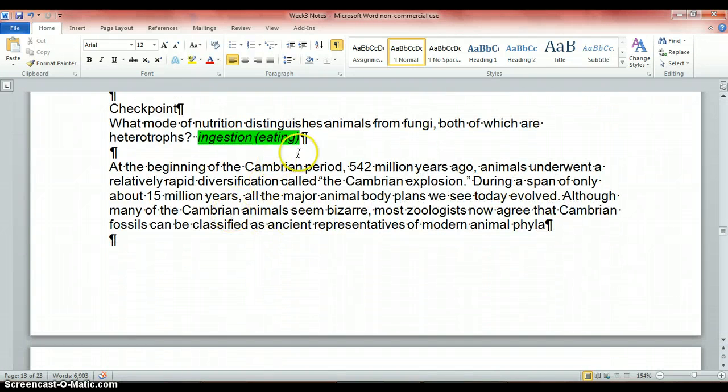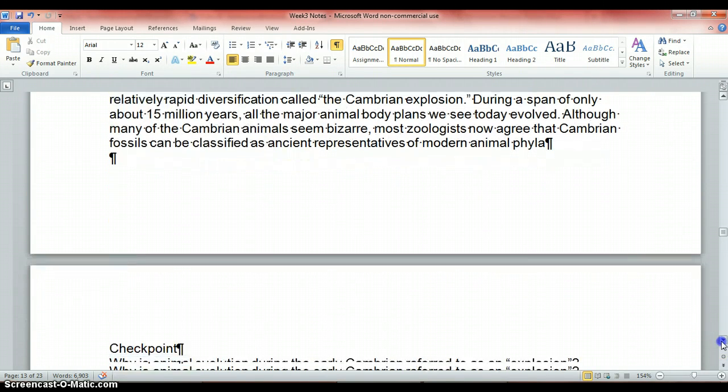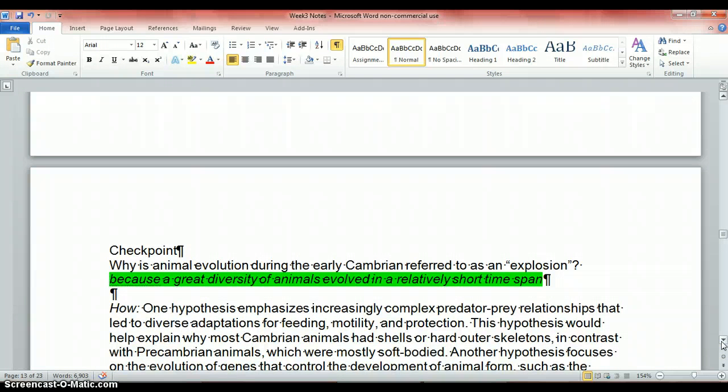At the beginning of the Cambrian period, 542 million years ago, animals underwent a relatively rapid diversification called the Cambrian explosion. So it's an explosion of life. During a span of only 15 million years, all the major animal body plans we see today evolved. Although many of the Cambrian animals seem bizarre, most zoologists now agree that the Cambrian fossils can be classified as ancient representatives of the modern animal phyla. Okay? There's some crazy stuff going on. It's awesome. If you get a chance, look at a video and then send it to me if it's good.